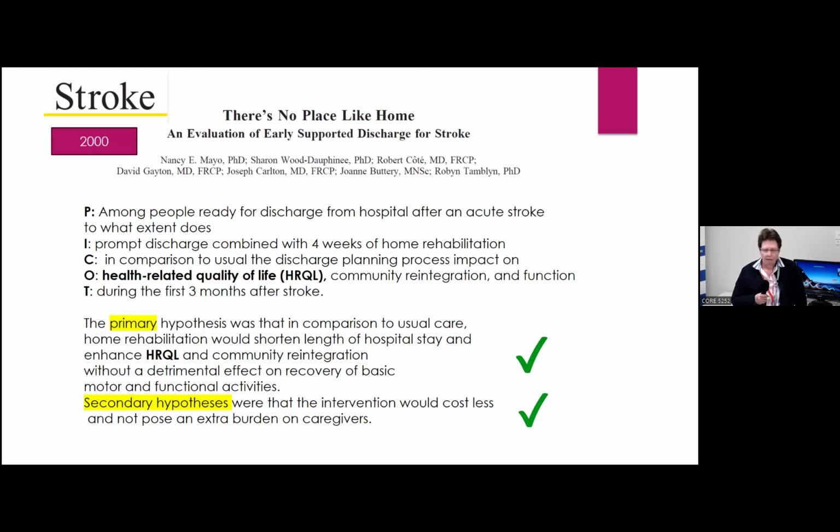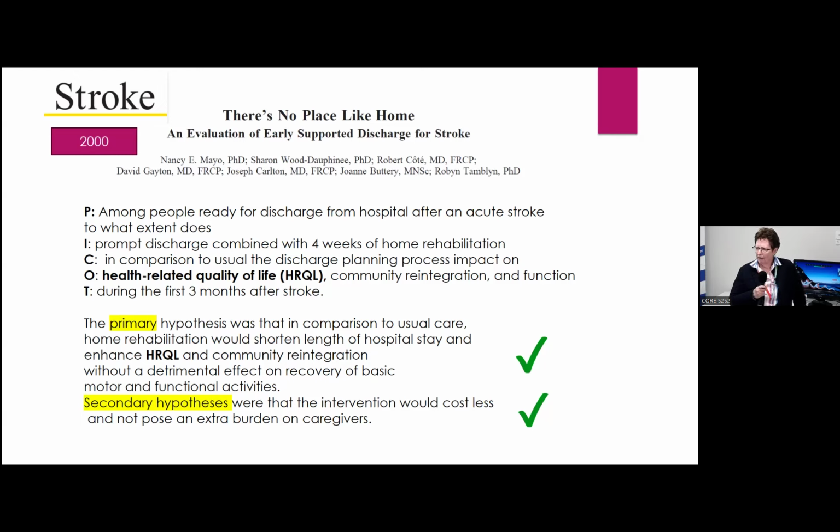So here's the PICO. Among people ready for discharge from hospital after an acute stroke, to what extent does prompt discharge combined with 4 weeks of home rehab, in comparison to the usual discharge planning process, impact on health-related quality of life, which is in there in bold, because at the time when this was written, you would not get funded in CIHR for a trial that did not have a single outcome. I'm not sure we've moved on from that, putting a square peg in a round hole, but there it was. Also community integration and function during the first 3 months after stroke.